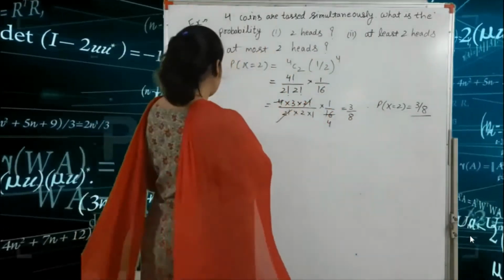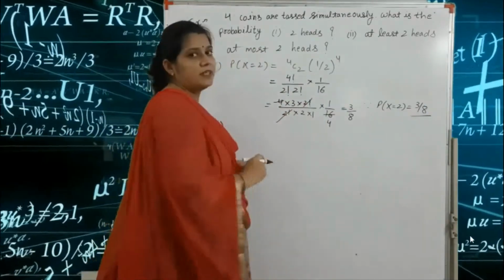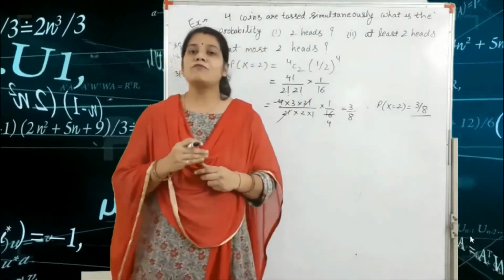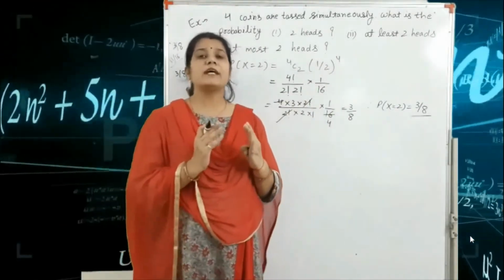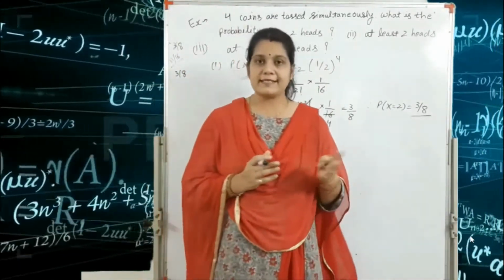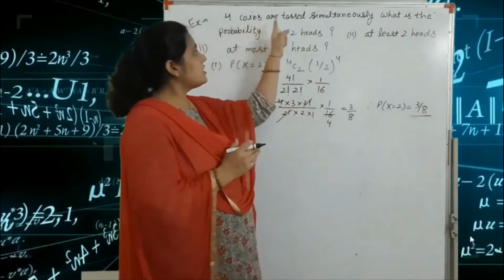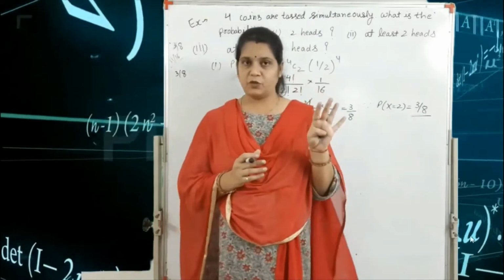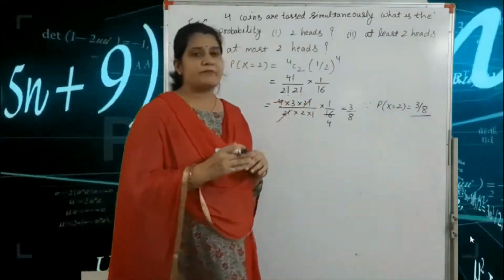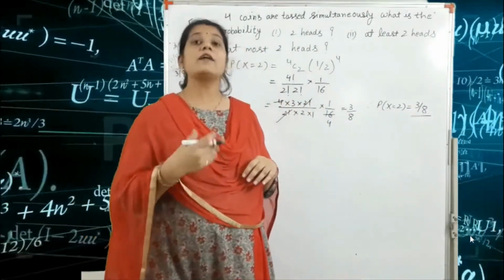Okay, our second question is at least two heads. So we write the probability of getting at least two heads. What is the meaning of at least? At least two heads. That means four coins are tossed simultaneously, so the maximum number of heads is four. So at least two heads means we get two heads, three heads, or four heads.